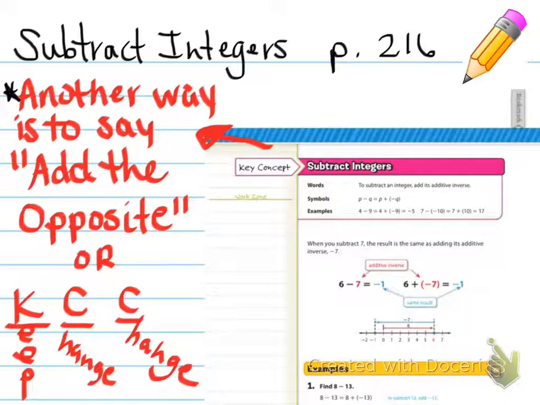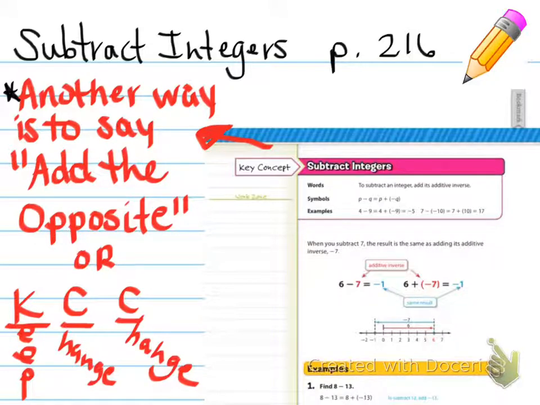But the main thing that you need to know, subtracting integers, you can't do it. Another way to say what you're changing it to is you need to add the opposite. Or you could say KCC, which means to keep, change, change. Keep the first number, change from subtraction to addition, and then change the sign of the second number to the opposite sign.